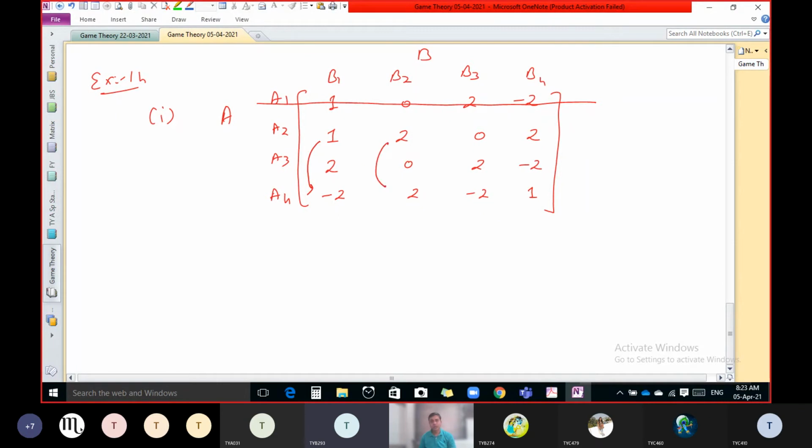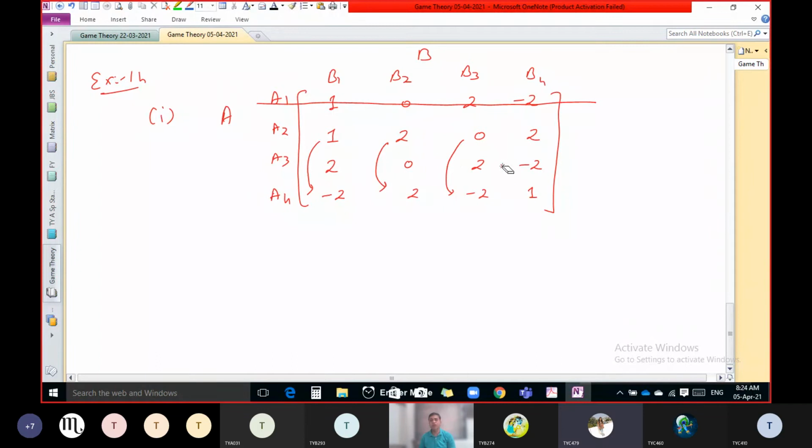A2. Both, same. Which one is better? A2. See, here A2 is better. Here same. Here A2 is better. And for this, A2. So that means A2.